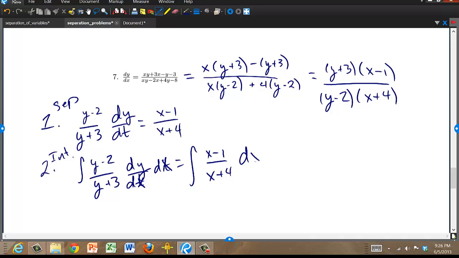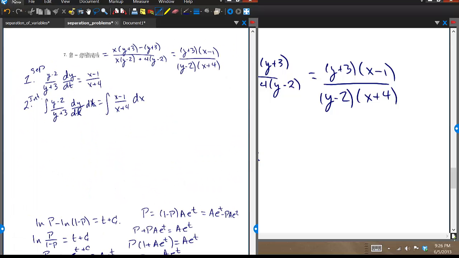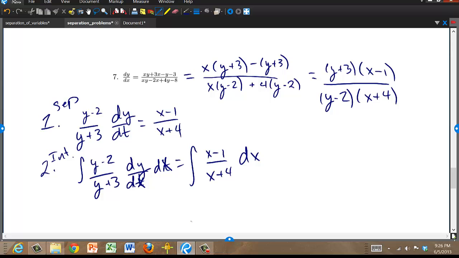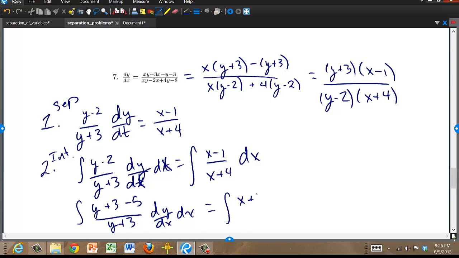dx. All right. And the way to do these integrals, these are not that hard. You have the same degree on the top and the bottom. I'm sorry, that keeps rotating. So you want to write this. This is the integral of (y plus 3 minus 5) over y plus 3 dy equals the integral of (x plus 4 minus 5) over x plus 4 dx.